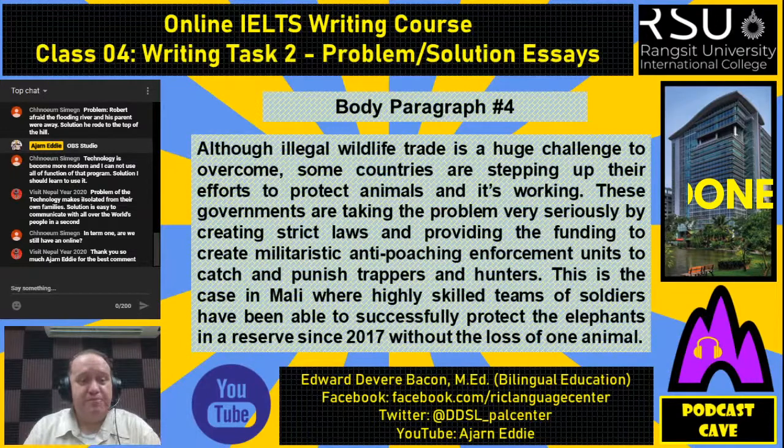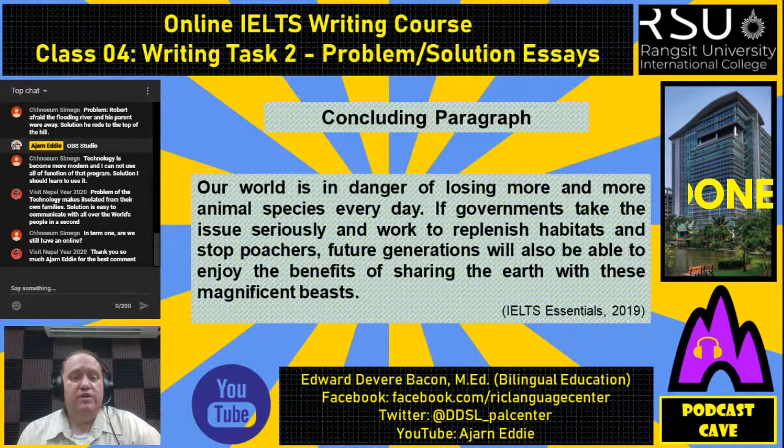Anyways, so this one is talking about, again, some of these solutions. Okay, let's go to the concluding paragraph. So, our world is in danger of losing more and more animal species every day. If governments take the issue seriously and work to replenish habitats and stop poachers, future generations will also be able to enjoy the benefits of sharing the earth with these magnificent beasts. Okay, and this is where I got it from: IELTS Essentials 2019, at the website.